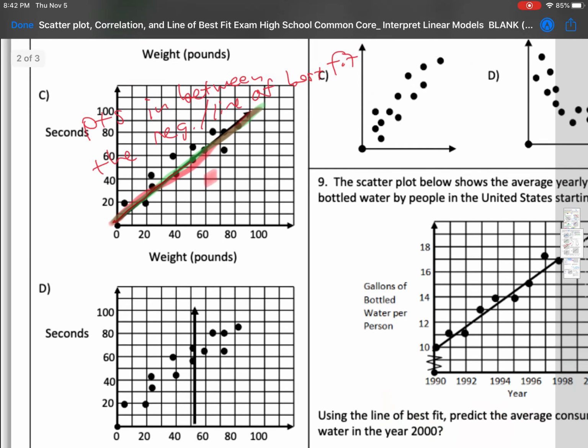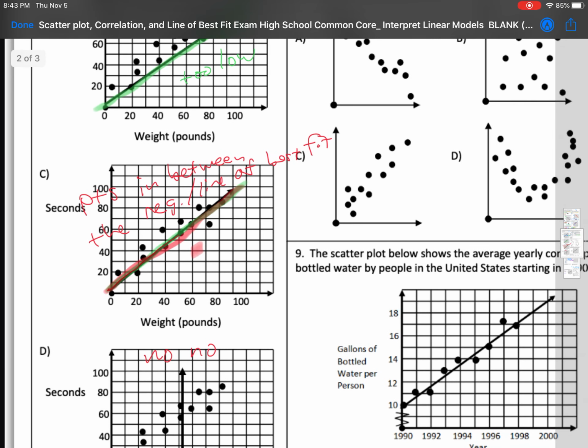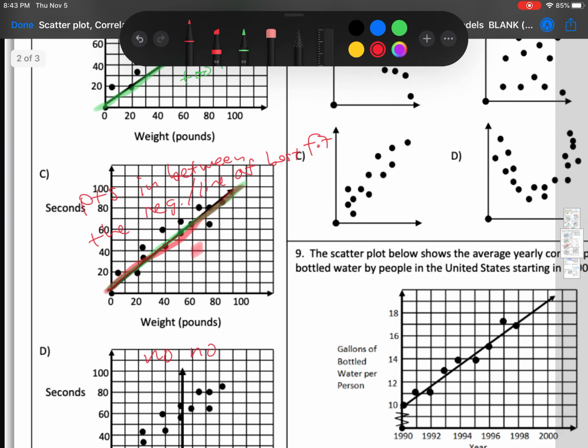And okay, how do I write this? No, right? Regression lines have slope to it. This one has no slope. That would be bad. So our answer is, where's my colors? There it is. The answer is C for that one.